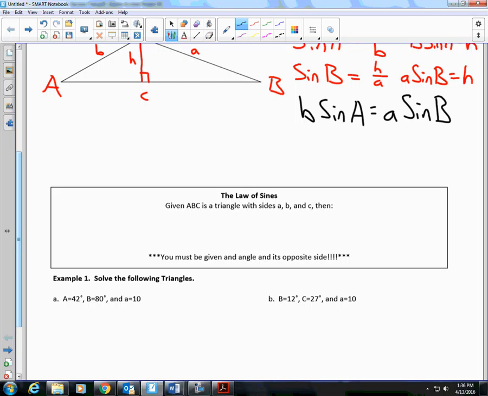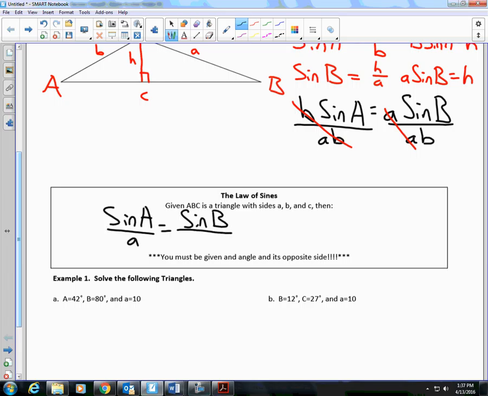Here's one last thing I need to do. I'm going to divide both sides by AB, and you can see what happens. If I divide both sides by AB, what goes away here? The B's, and what goes away here? So I end up with this equation. The sine of angle A divided by side A is equal to the sine of angle B divided by side B, which is actually equal to the sine of angle C divided by side C as well.